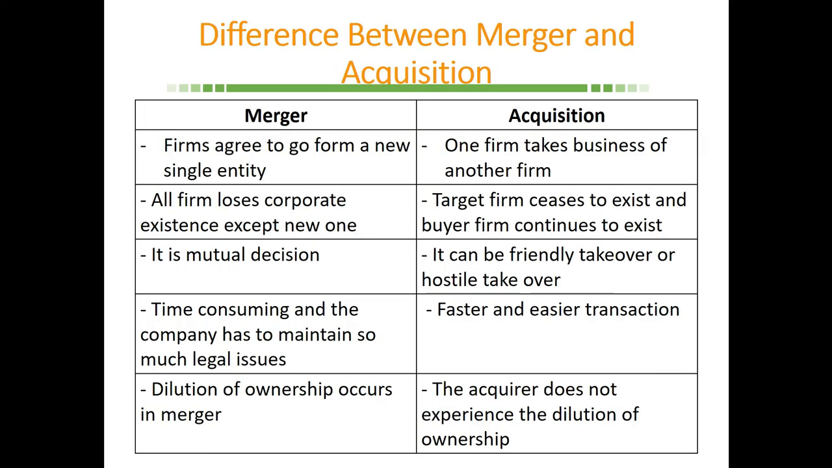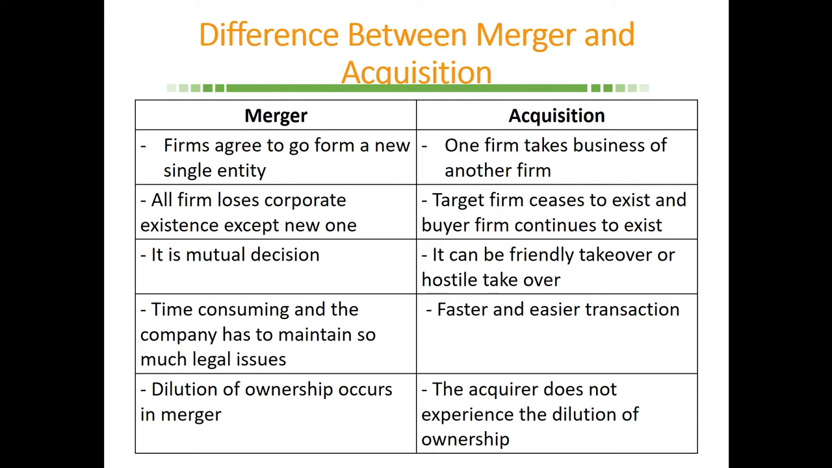To have a better understanding of merger and acquisition, let's look at the difference between the two. When we speak of merger, basically the firms agree to form a new single entity. On the other hand, for acquisition, one firm takes over the business of another firm. Another is that for merger, all firms lose their corporate existence except the new one. For acquisition, the target firm ceases to exist and the buyer firm continues to exist. In merger, it is actually a mutual decision. On the other hand, for acquisition, it could be a friendly takeover or perhaps a hostile takeover.